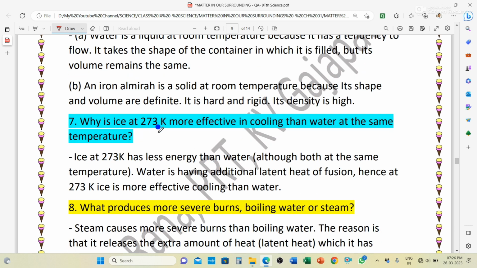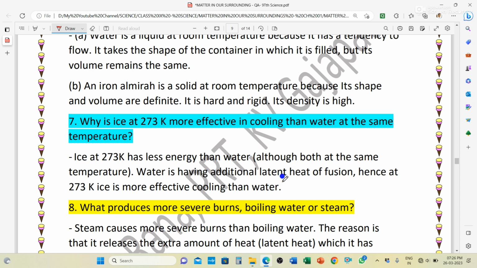Why is ice at 273 Kelvin more effective in cooling than water at the same temperature? Ice at 273 Kelvin has less energy than water, although both are at the same temperature. Why? Because water has additional latent heat of fusion. Hence, at 273 Kelvin, ice is more effective in cooling than water.